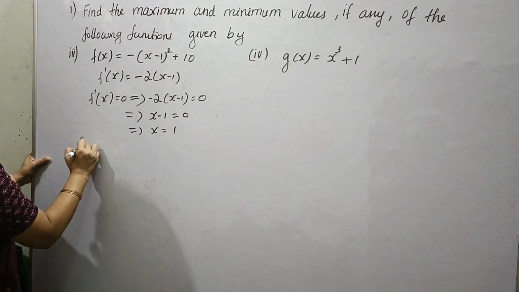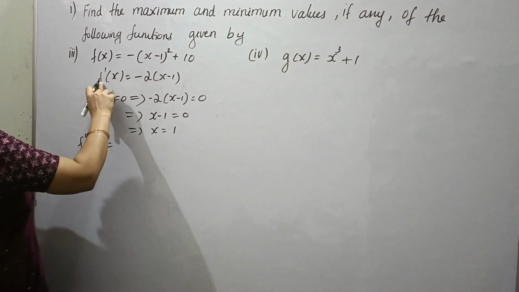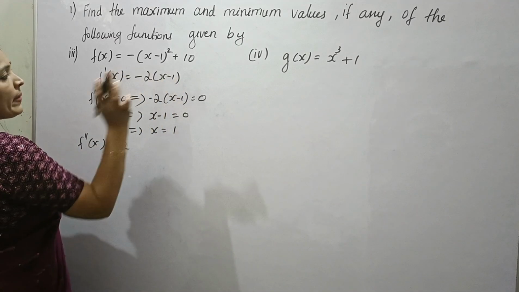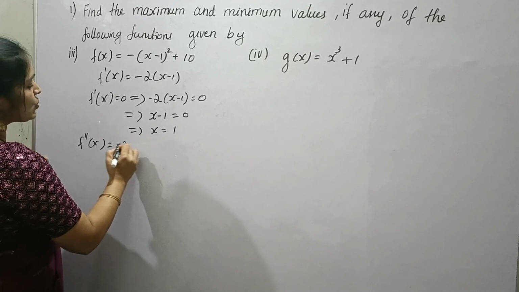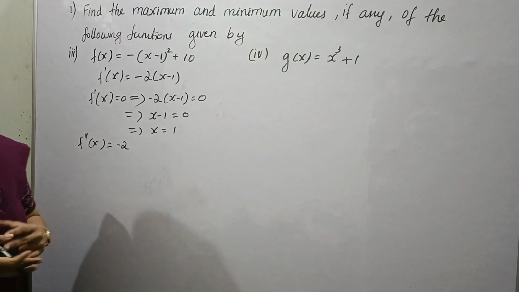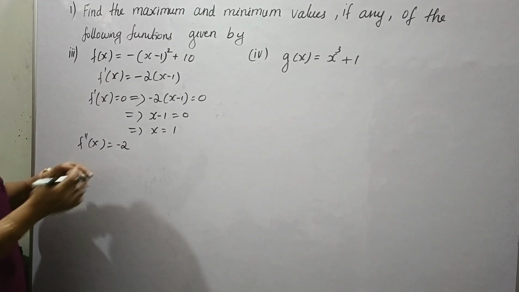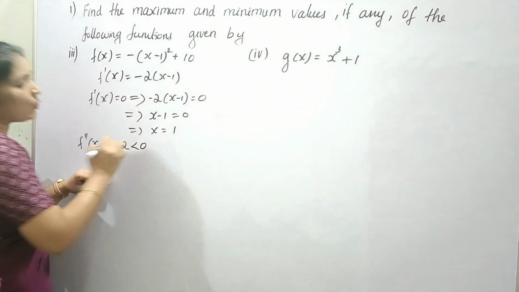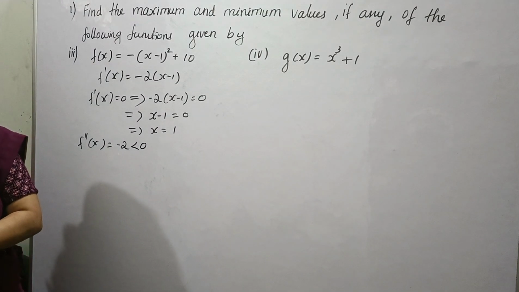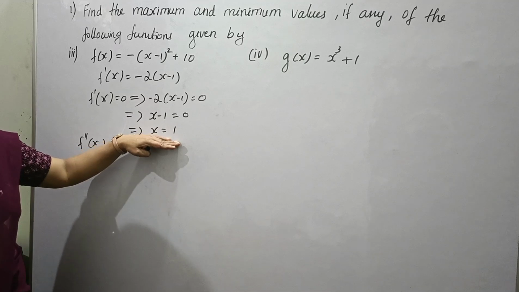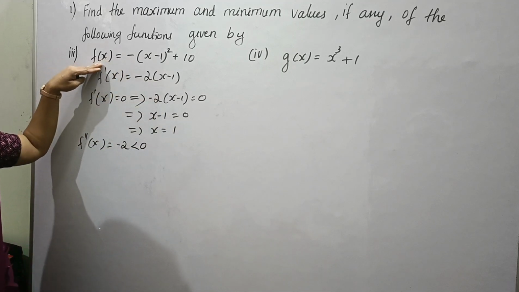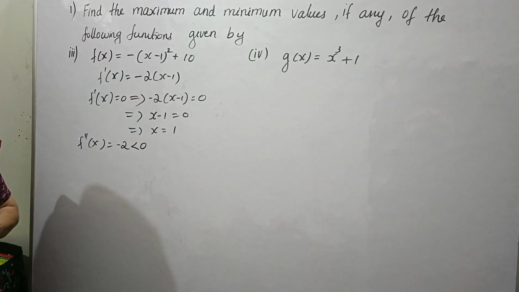Then next we will find f double dash of x. f dash of x is minus 2 into x minus 1. So minus 2 into derivative of x minus 1 is 1 itself, right? So here f double dash of x is minus 2. That is f double dash of 1 is also minus 2, right? So it is less than 0. We have got f double dash of c is less than 0 and f dash of 1 is 0. Okay. So according to the second derivative test, the given function f of x has maximum value.